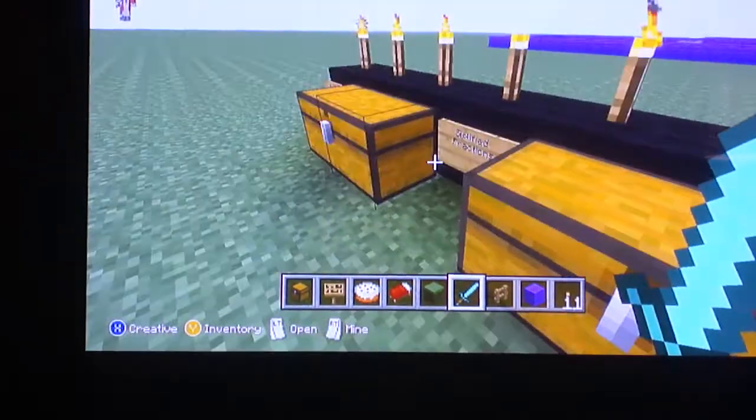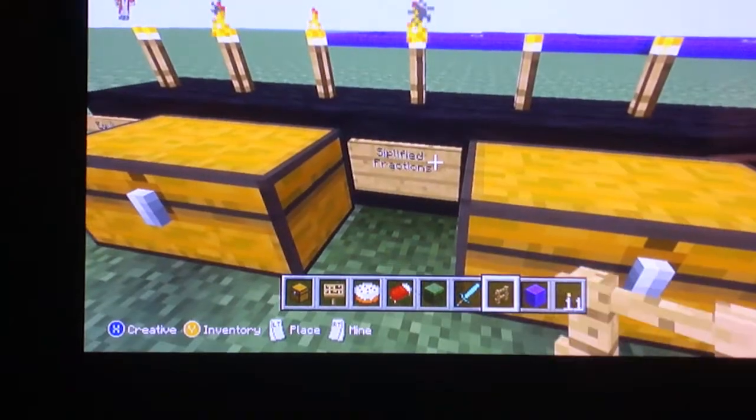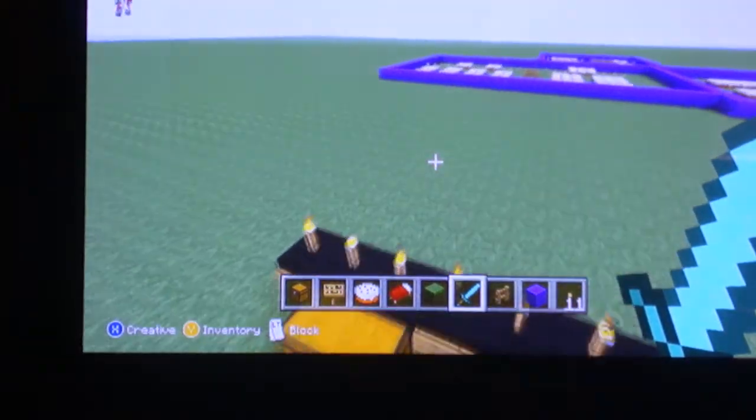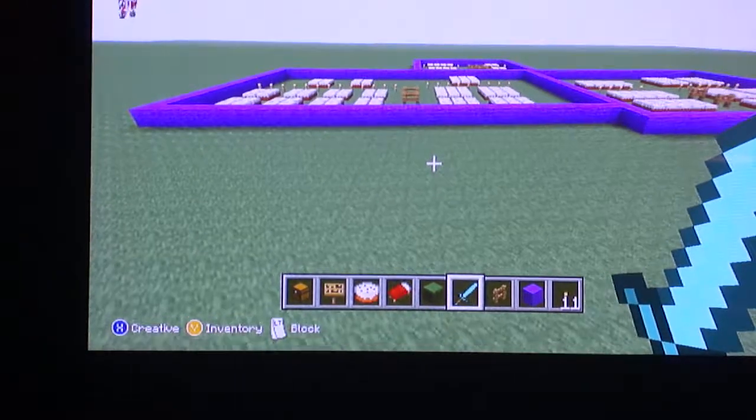Okay, so now that you understand that, we are going to move on to something different. Yay! I hope you like the purple wool.